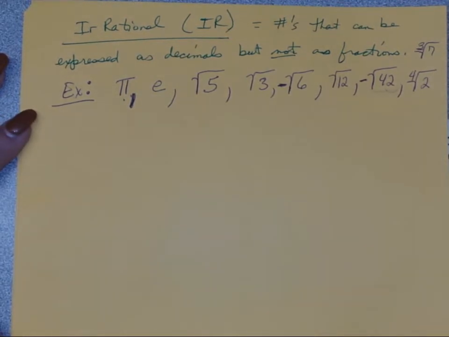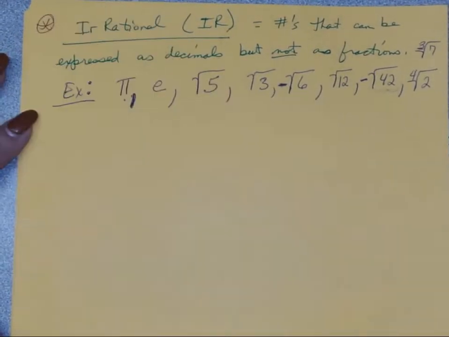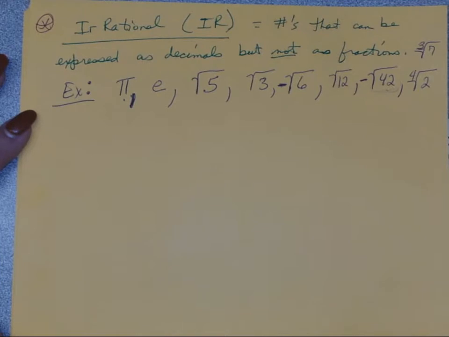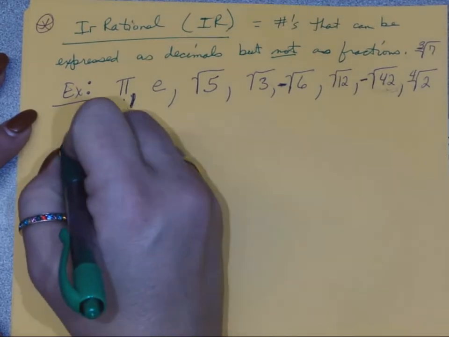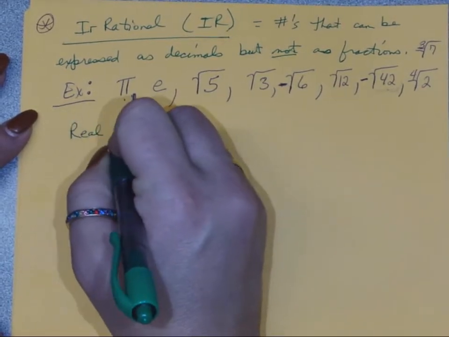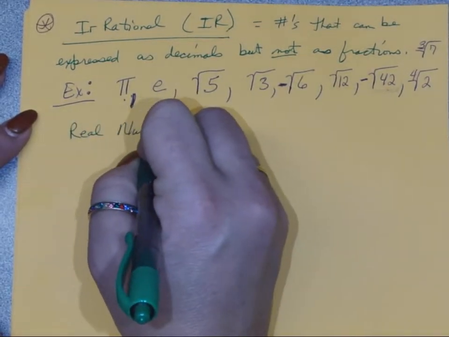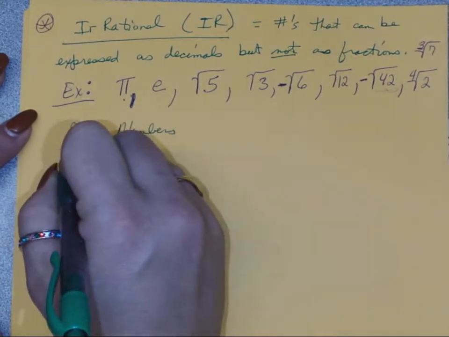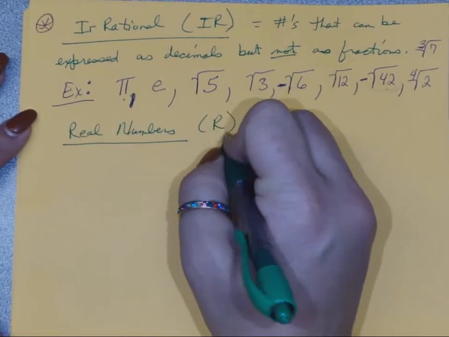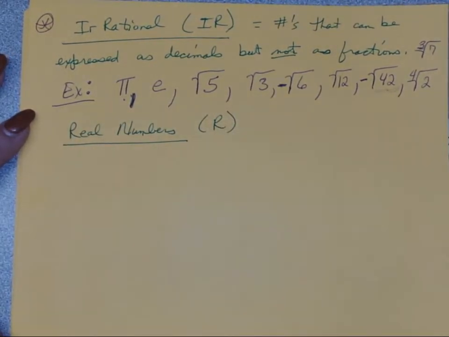Well, I got to stick all of these things together somehow, right? So that's a set of numbers. Did I get them all? Yeah. That's a set of numbers. So next comes put all the numbers together, basically, right? And that's when the real number line comes in. Real numbers. That's the one that gets the letter R for its notation.